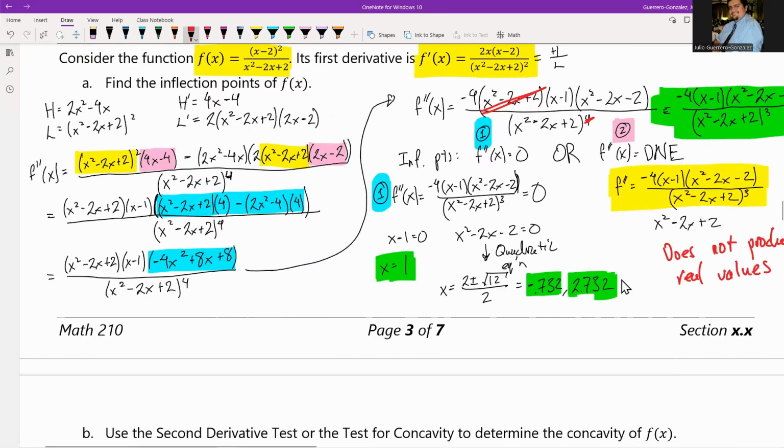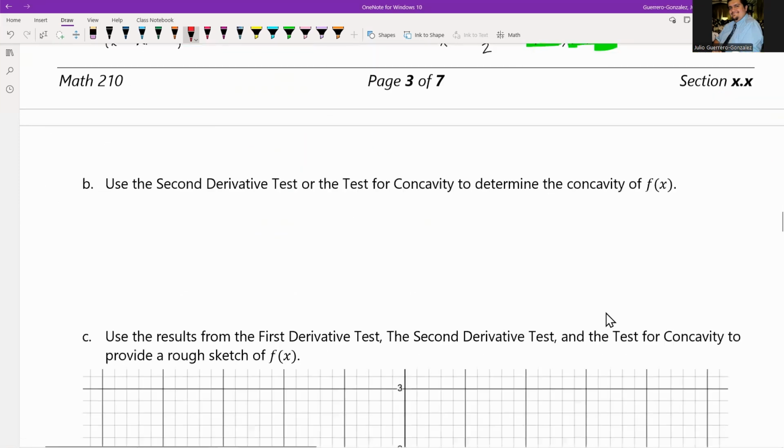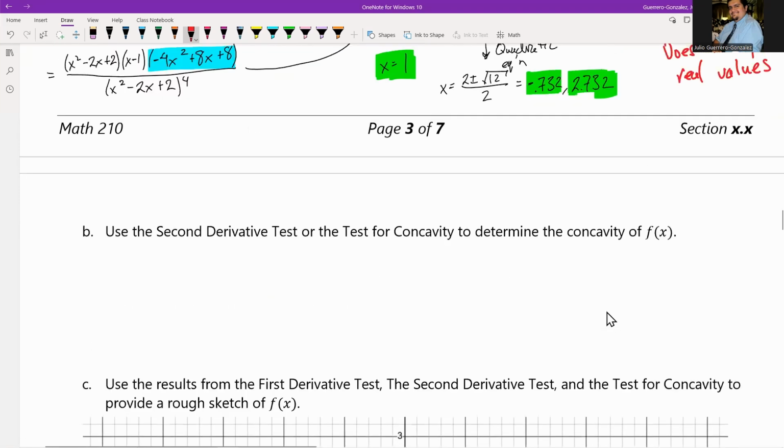Come on, there we go. Let me scroll down to part B, using the second derivative test or the test for concavity to determine the concavity of f of x. Okay, so now we're going to determine whether our function is concave up or concave down and over what sections. Okay, and we're going to do the exact same thing that we did with the critical values, right? But in this case, we're going to use these inflection values, these inflection points. Okay, so I'm going to do the same thing. I'm going to do a number line.